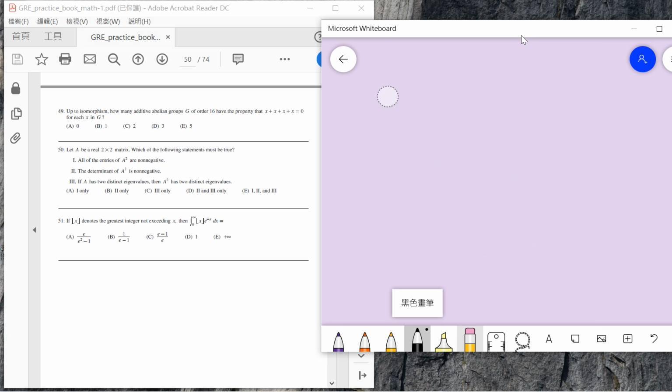Okay, second one. The determinant of A squared is non-negative. This is easy, since the determinant of A squared is the determinant of A, squared. And since A is real, the determinant of A squared is larger than or equal to 0. So this is true.